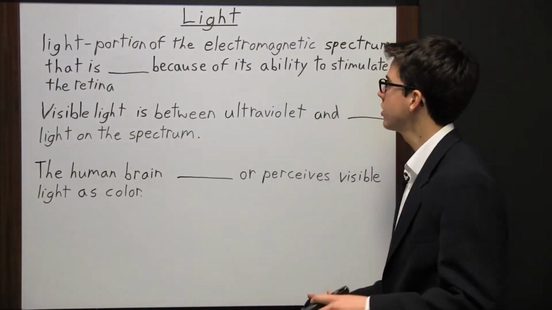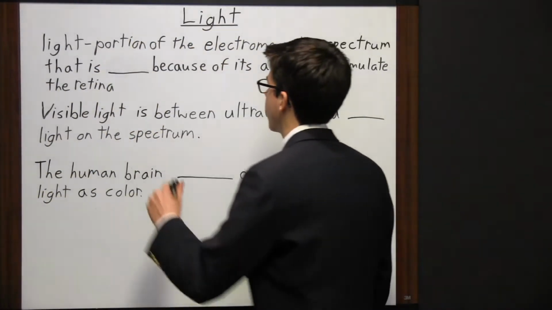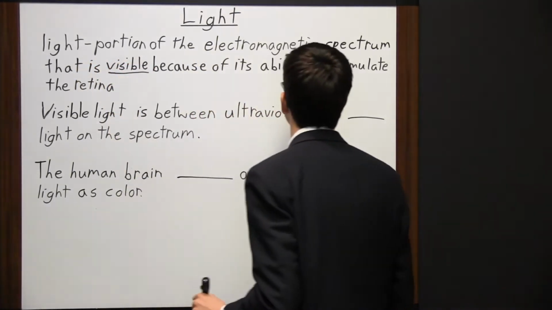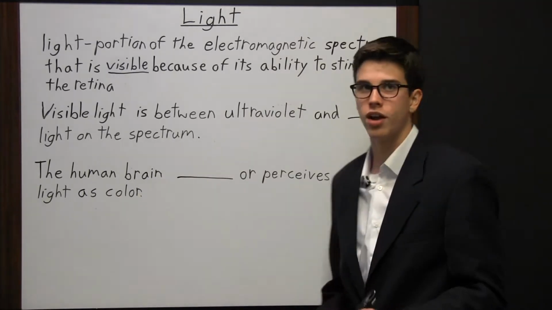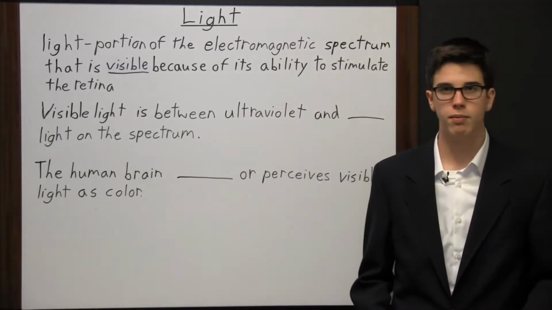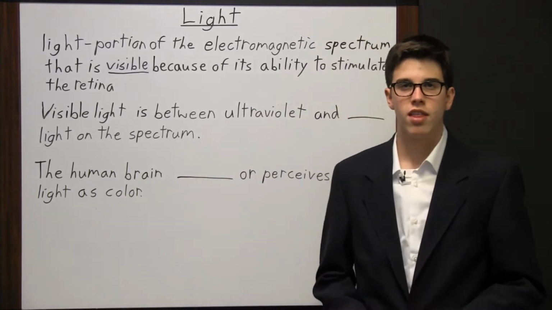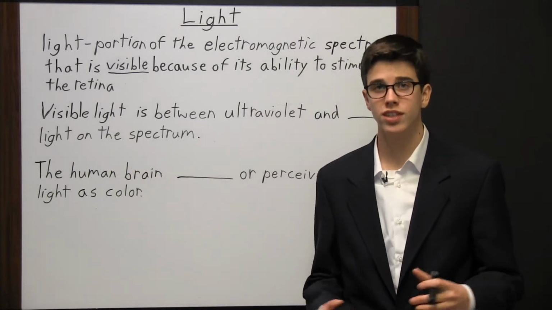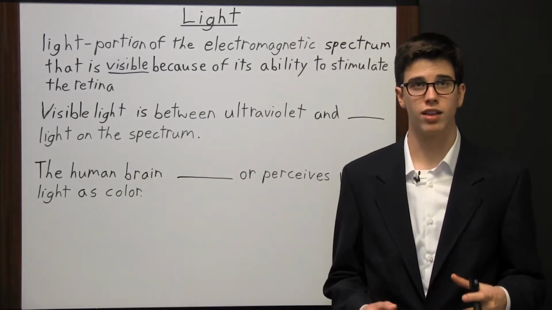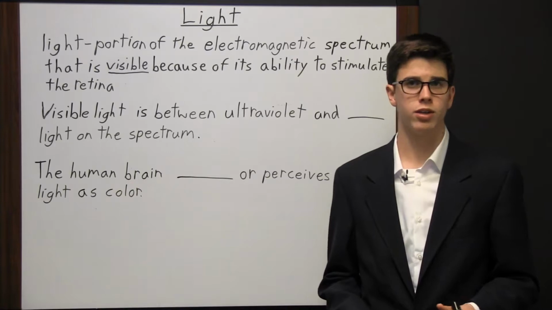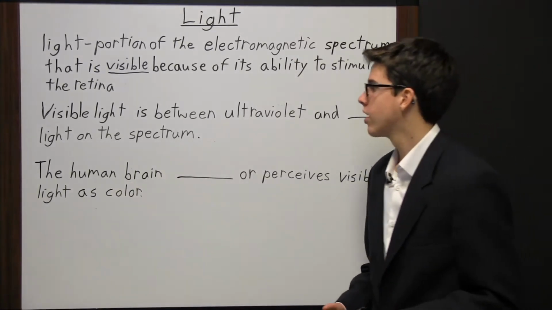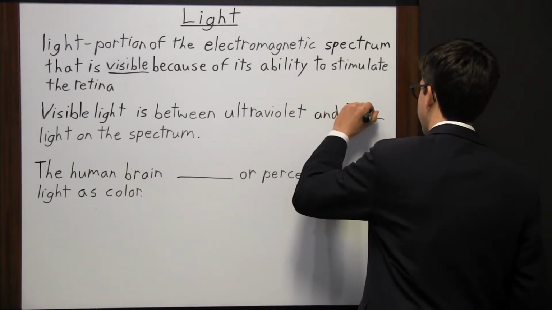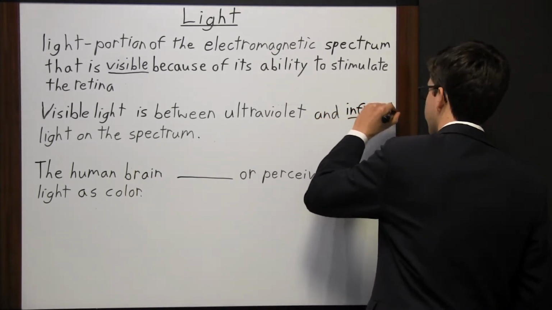Light is the portion of the electromagnetic spectrum that is visible because of its ability to stimulate the retina. Light is absorbed and emitted by electrons, atoms, and molecules that move from one energy level to another. So an atom might release energy to move to a lower energy level, but absorb energy to move to a higher energy level. Now, visible light is between ultraviolet and infrared light on the spectrum.